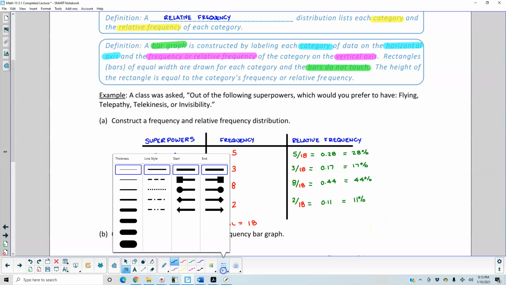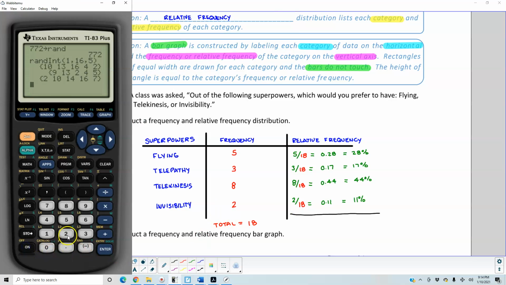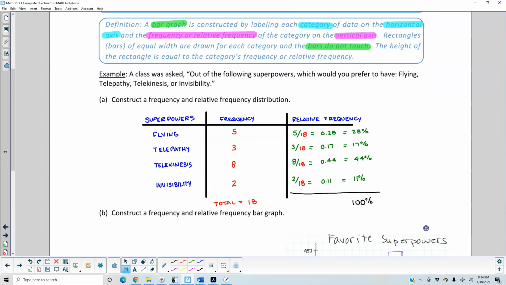Now, before we move any further, let's see what happens when we add these percentages together. So if we take 28% plus 17% plus 44% plus 11%, then we should get a total of 100%. And that's what we should get when we have our relative frequency.